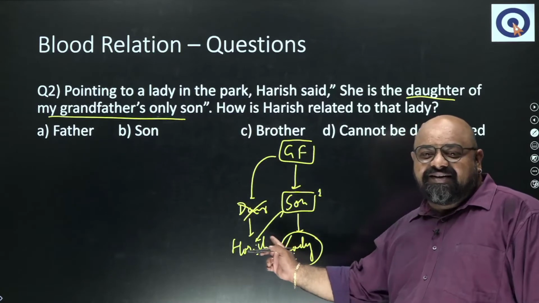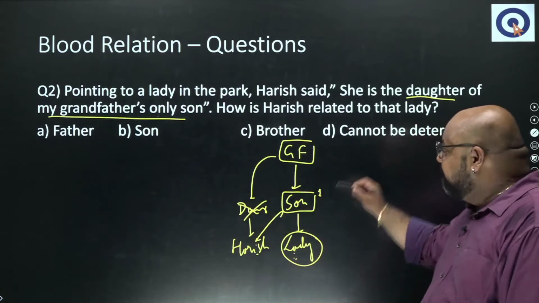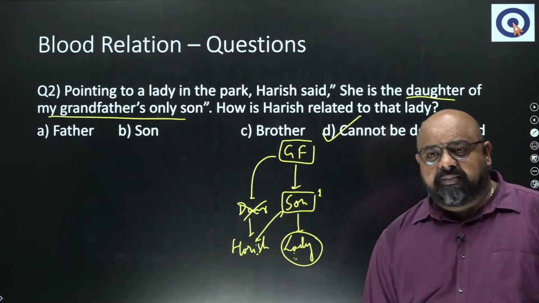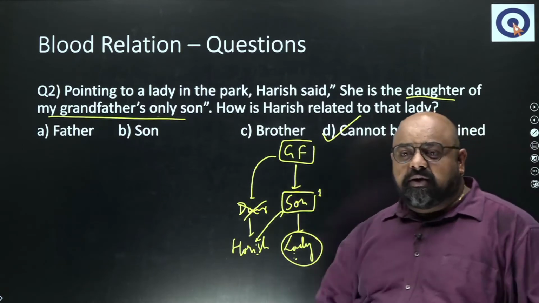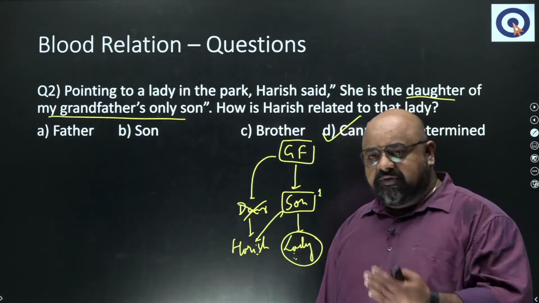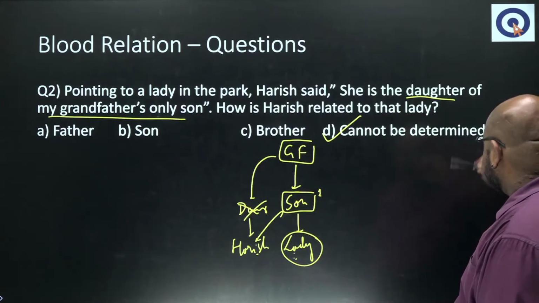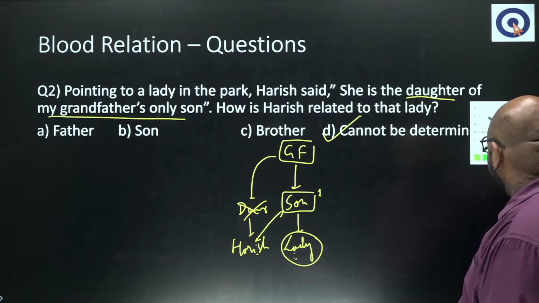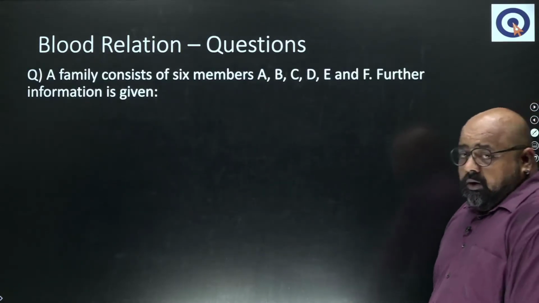So Harish could be the sister, could be the brother or a cousin of the lady, and therefore the answer to this question becomes cannot be determined, mostly because of the gender, and also because there is a confusion about Harish being the cousin or the sibling of the lady, right? The idea again remains, draw the family tree and you should be good to go.